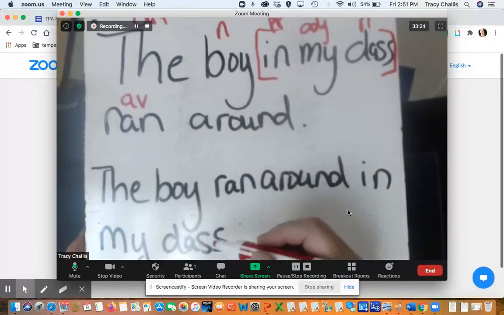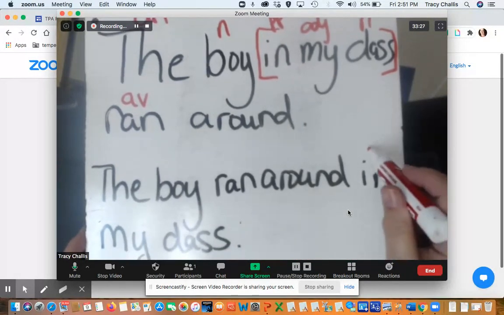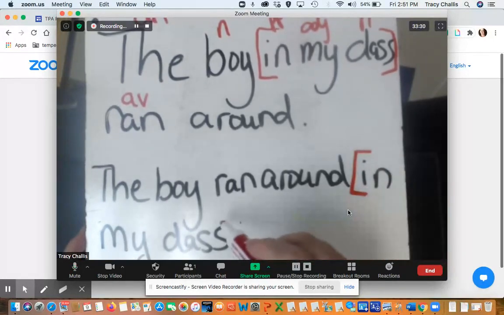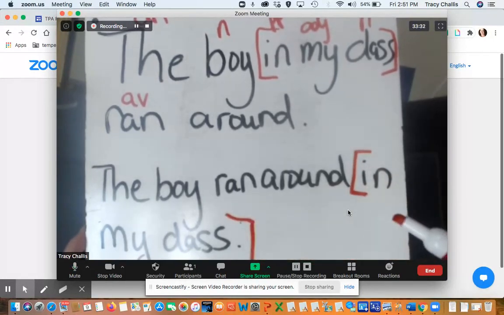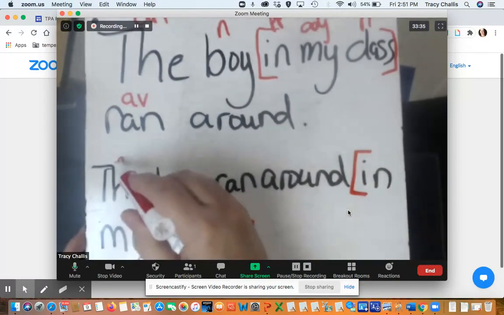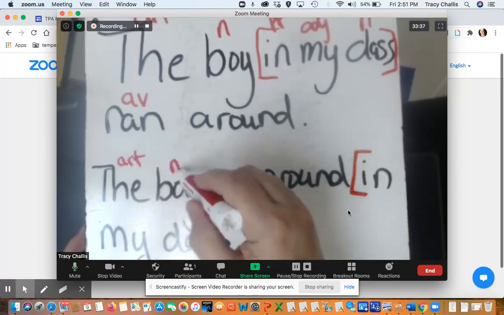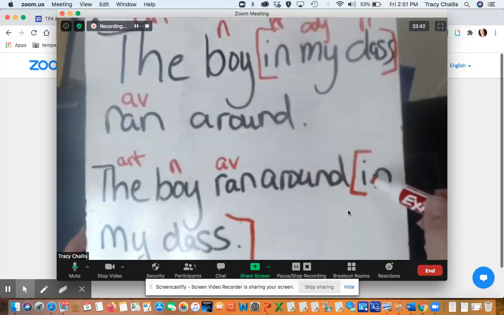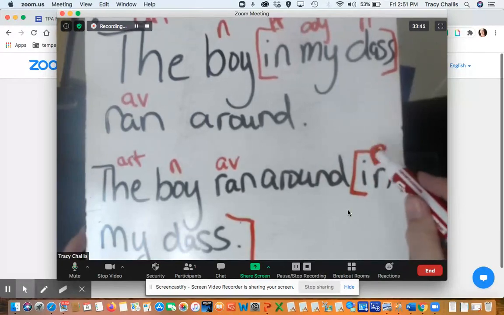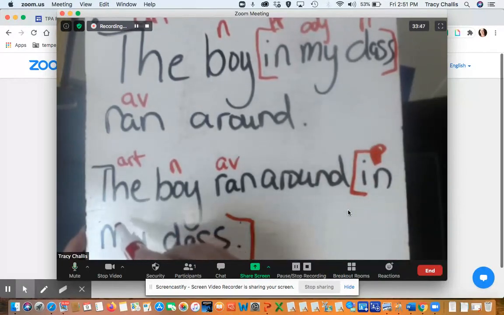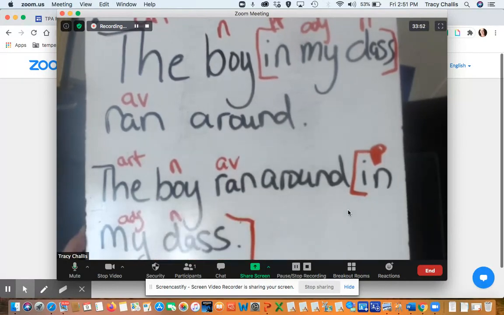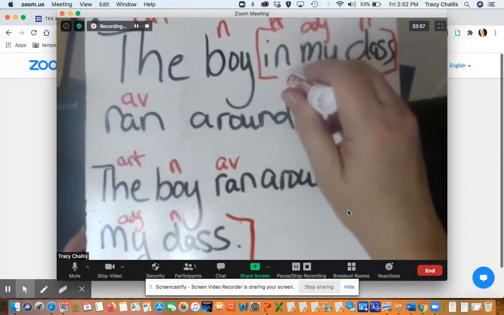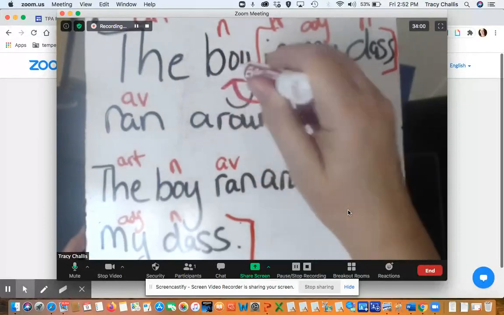But if you take a look at the same sentence where we remove the prepositional phrase, now you have in my class right here, and you've still got the same parts of speech. This is an article, a noun, your action verb. Again, around is not in a phrase because you only have one preposition at the beginning of a prepositional phrase. And so in is your preposition, my is your adjective, class is your noun. So the labels are pretty much the same, but the difference is that in this one, in my class is right after the word boy.